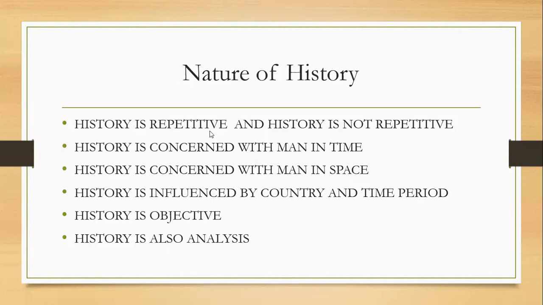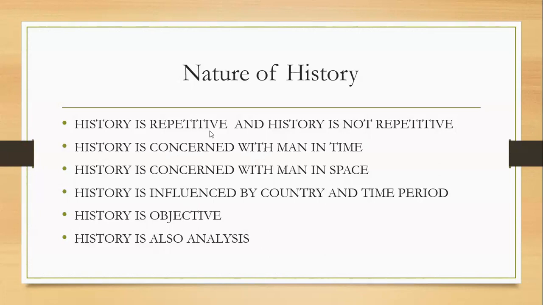The fifth point is history is objective. History tries to place facts before you. It is not biased. It is not supposed to be biased. If I write about the time frame of Aurangzeb, I am supposed to stick to facts, not praise Aurangzeb, not criticize Aurangzeb. I must write it in a very objective way. That is what makes history a scientific field. Okay, so that is also a nature of history.